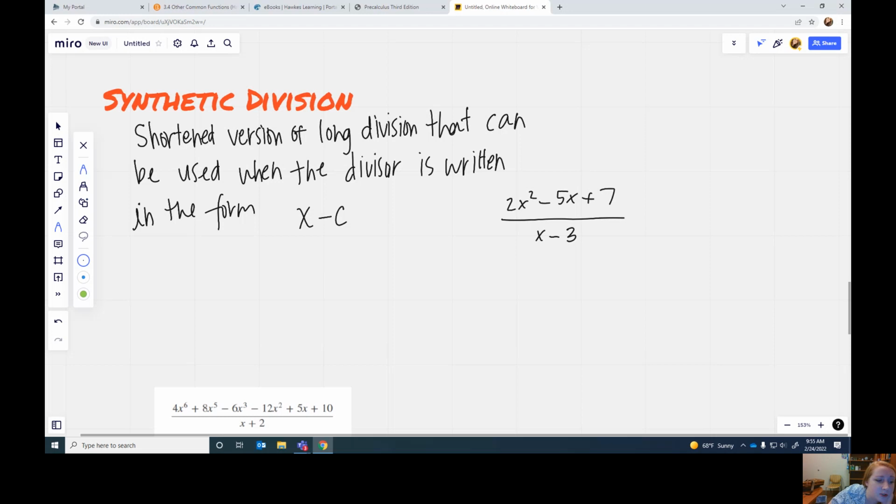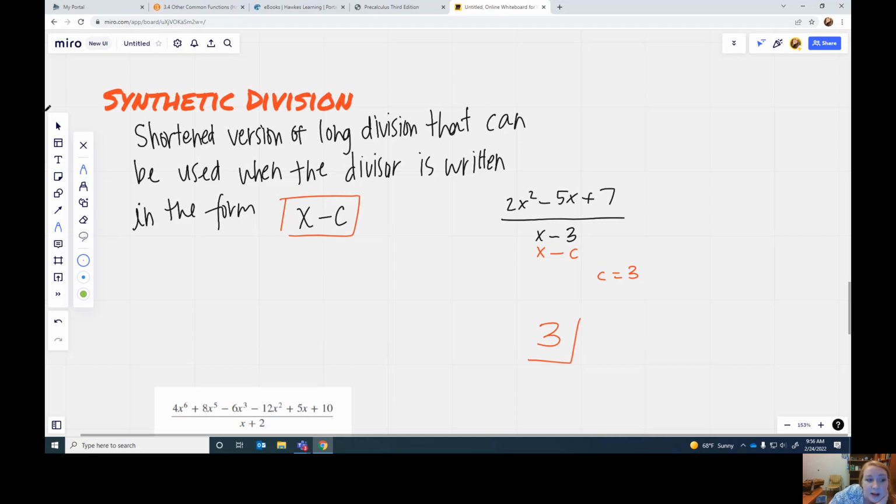Here's how you always want to start whenever you're using synthetic division. Divisor's got to be in the form x minus c. So I go to my divisor and match up to determine what c is. X matches with x. Minus matches with minus. C matches with 3. So c is equal to 3. That's important because that's the number that's going to go over here in a little box by itself.